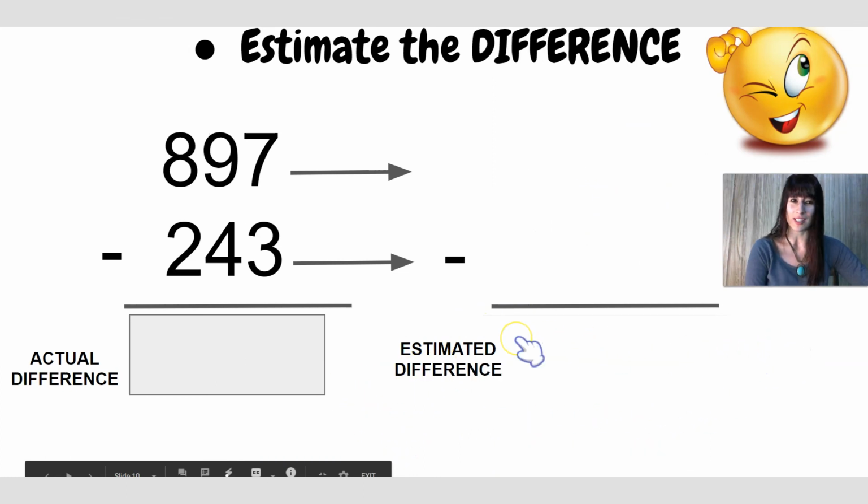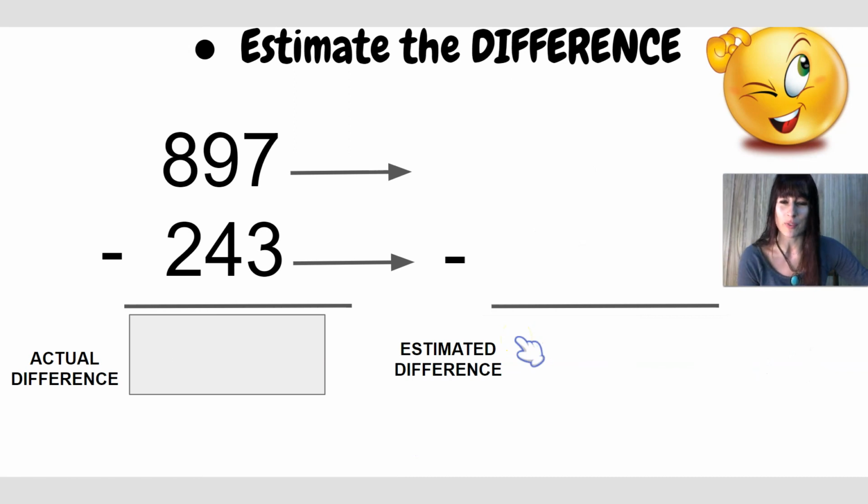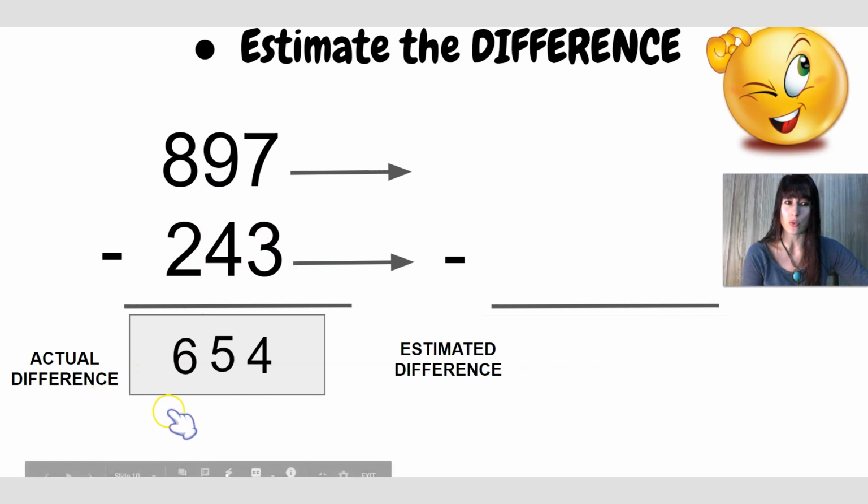Okay, now estimating the difference, again, the same steps we follow. Let's do our subtraction first. 7 minus 3 is 4. 9 minus 4 is 5. 8 minus 2 is 6. Great, this is my actual difference.